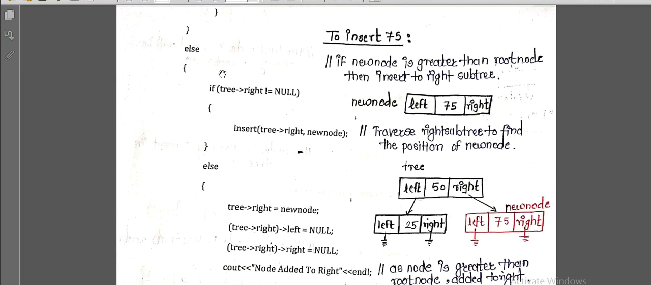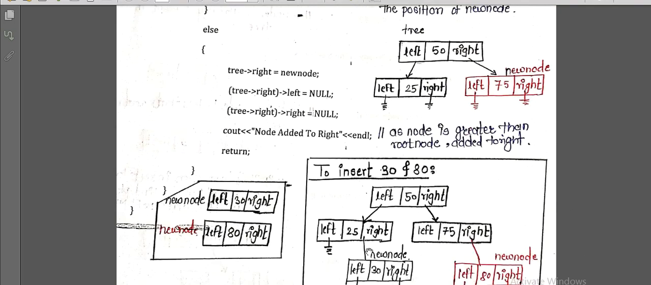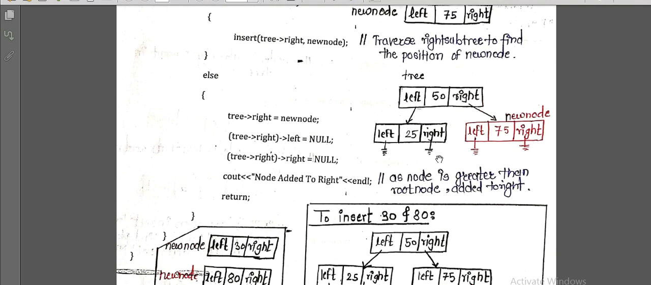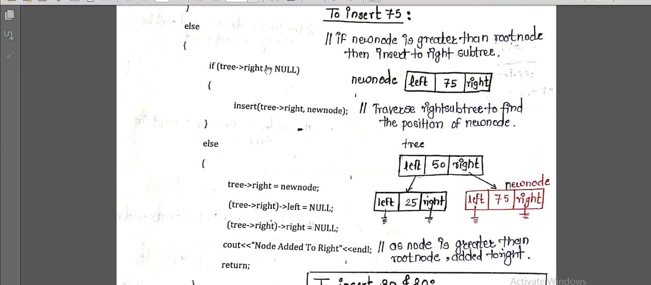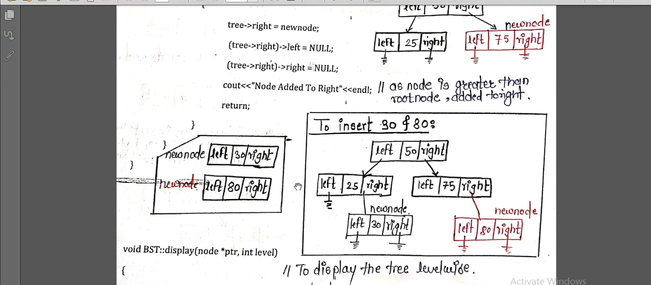So we'll come to the else part and check whether the tree of right is equal to null. Is the right of 25 null? Yes, it is null. So we have to insert there. If the tree of right is not equal to null, we would go to the else part, but because the tree of right is null, we assign the new node to the right of this tree. So here the new node 30 is assigned, because it is less than 50 but greater than 25. So we have to make it the right child of 25.